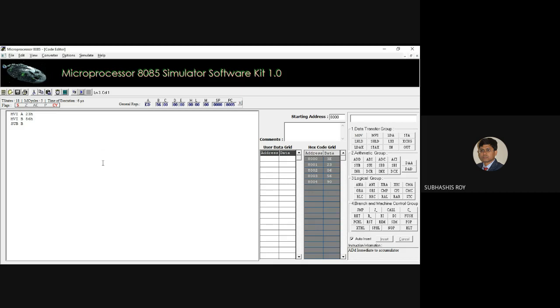Okay, clear? Just think about this for 2 minutes: what I am doing, how I am getting the result. Okay, so let me show you the next thing. I am now going to show you the next example.